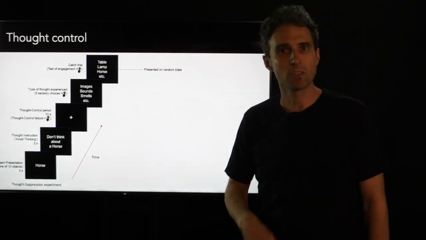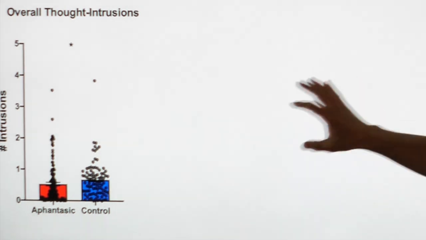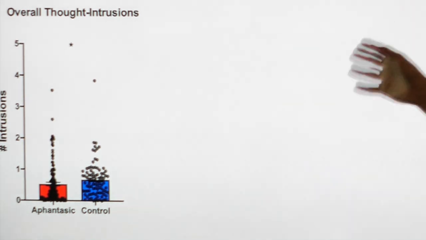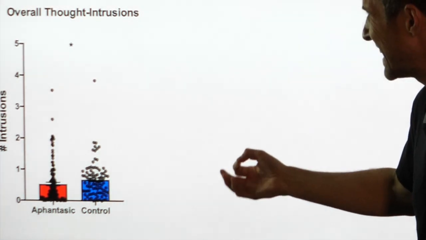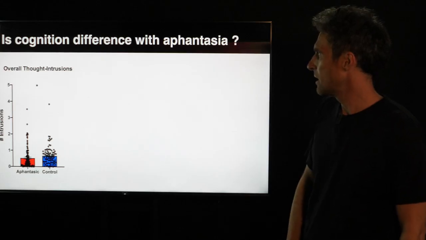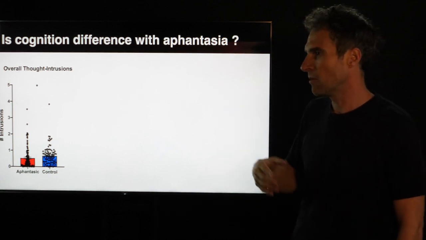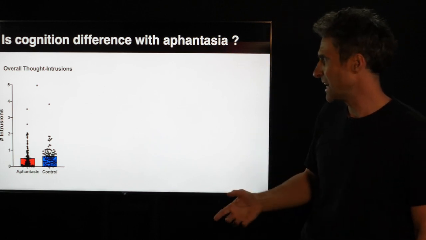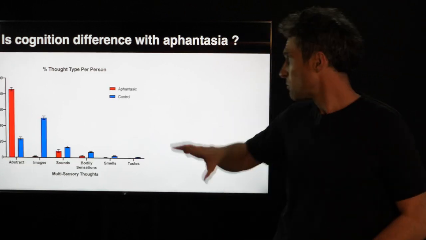So again, we ran this kind of task with those with imagery and those without imagery, and we see a clear difference in that those with imagery have overall more thought intrusions. This is just the number of intrusions. It's a bit hard to see here because we're showing all the individual data, but those that are aphantasic have a lower, on average, number of intrusions. They're just able to keep those objects out of their mind. We're also timing how long people hold the button down for, and if you look at the timing data, the button is down much longer in the control group as well.